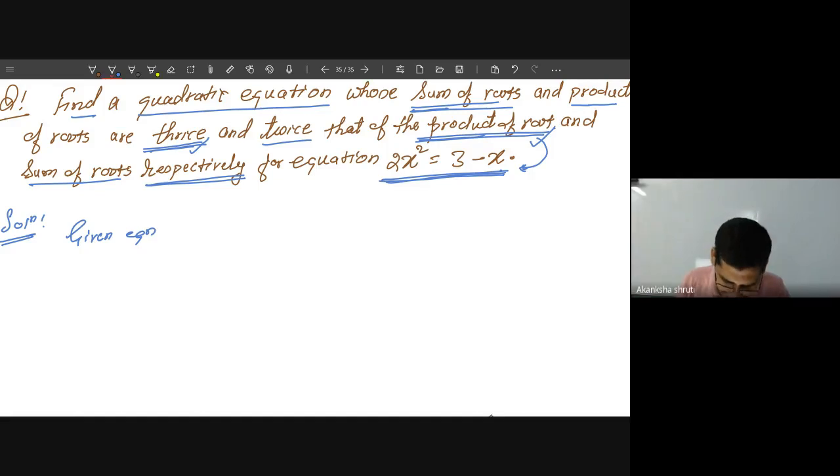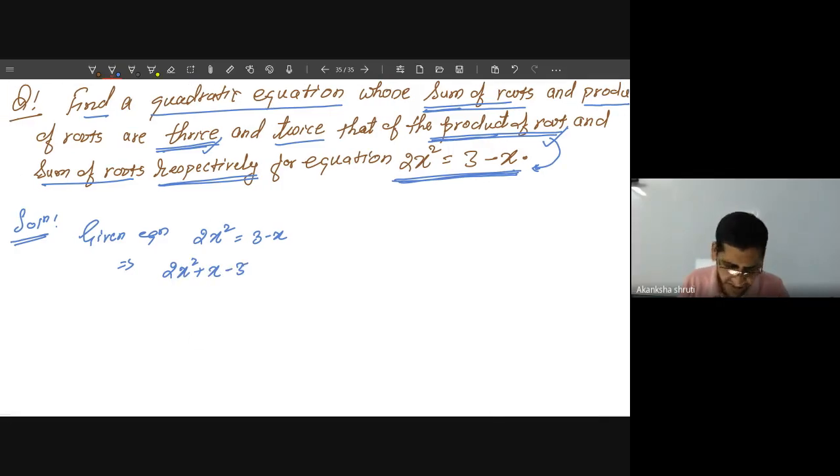So student, what is the given equation that you first write? It is 2x square is equals to 3 minus x. So write it in standard form: 2x square plus of x minus of 3 is equals to 0.